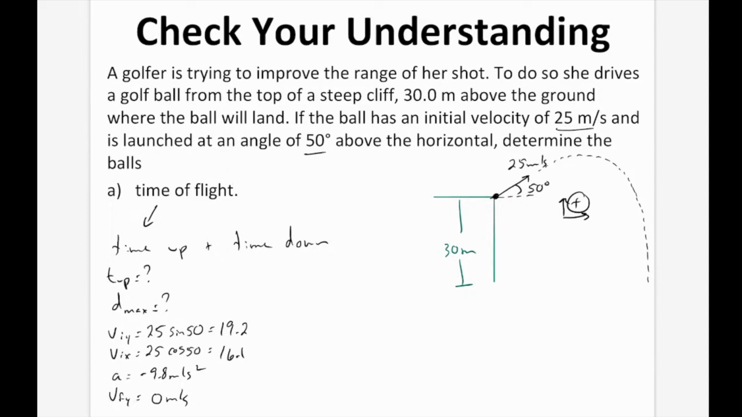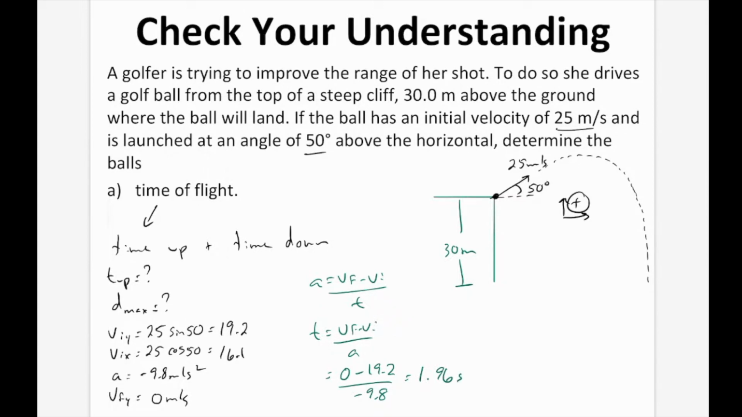And we're going to use A equals VF minus VI over T. We're going to rearrange: T equals VF minus VI over A. VF we know is 0. We know VI was 19.2, and acceleration is negative 9.8. So we get 1.96 seconds. So that's the time to go up.